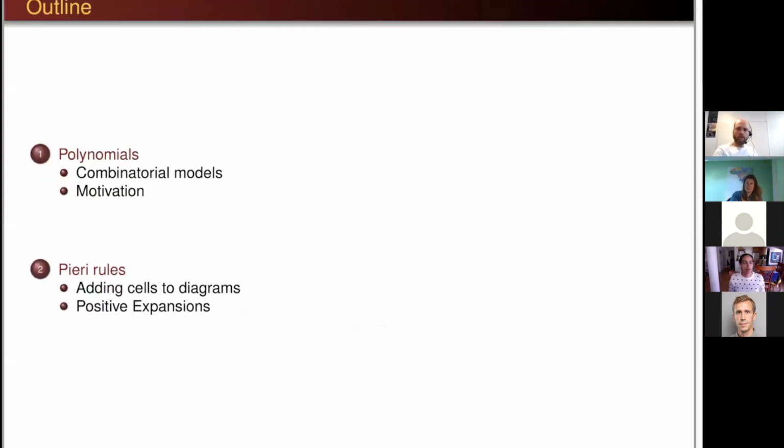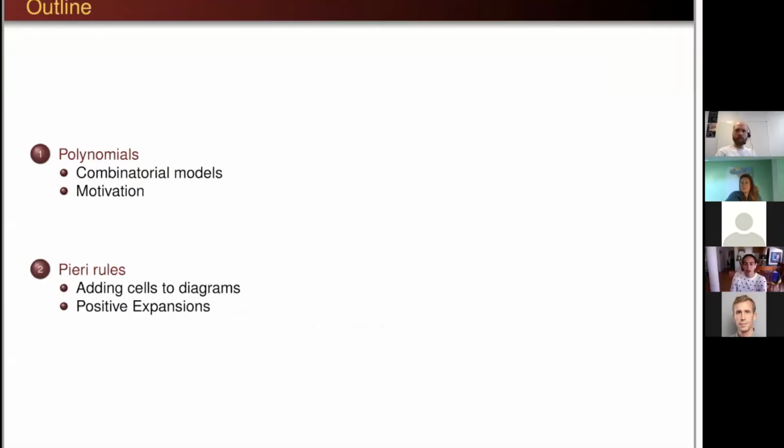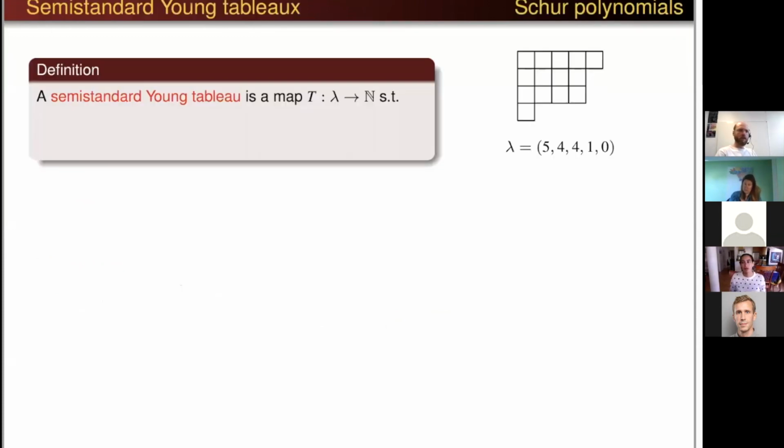Yeah, so here's the plan. I'll start by talking about polynomials. I'll motivate everything from analogy with Schur polynomials, with which hopefully everyone here is familiar, but I'll be talking mostly about key polynomials, which is a non-symmetric generalization. And our main results I'll talk about in the second half of my talk, which is a combinatorial formula for a Pieri rule for those.